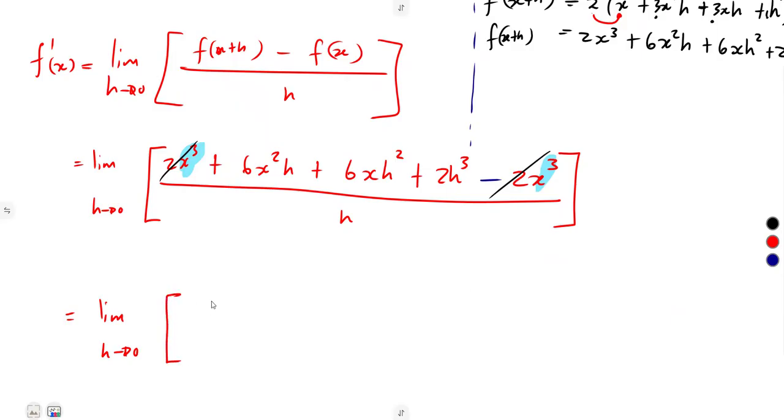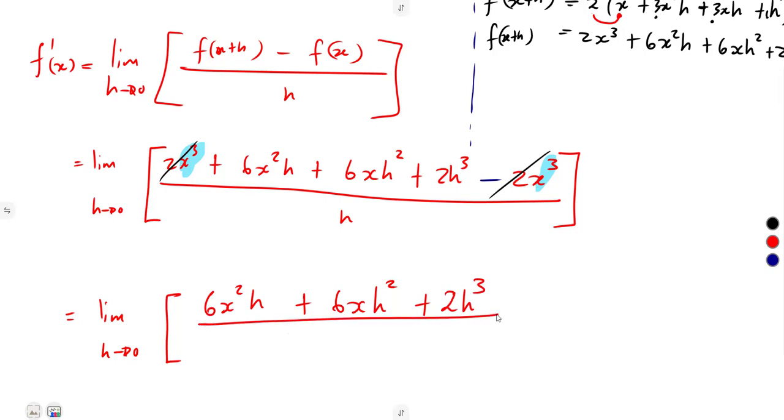So it is going to give us 6x squared h plus 6x h squared plus 2h cubed. Everything over h. Remember what I said from our previous class, that we cannot substitute this limit of h, which is approaching 0, when we have it in the denominator like that.